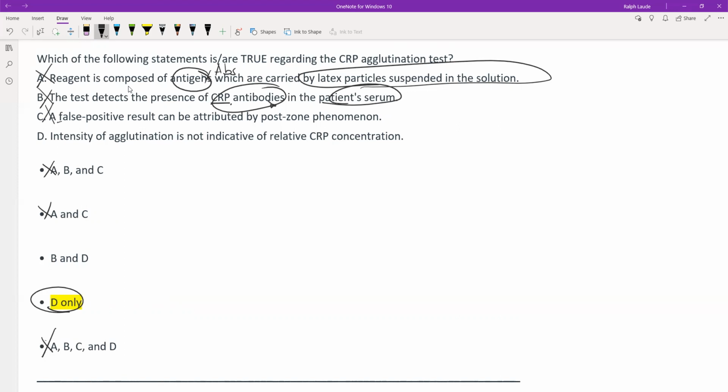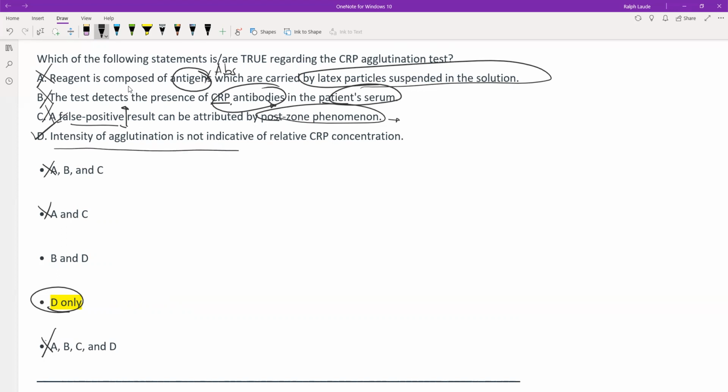A false positive result can be attributed to post-zone phenomenon? No. Prozone and post-zone are all going to lead to false negative results, not false positive. False positive can be attributed to technical errors: drying of the slide, exceeding reaction time, increased sedimentation of the reagent, or use of frozen or unthawed reagents. Those usually cause false positive results. But for zonal reactions, prozone and post-zone are usually false negative. So D is the right answer.